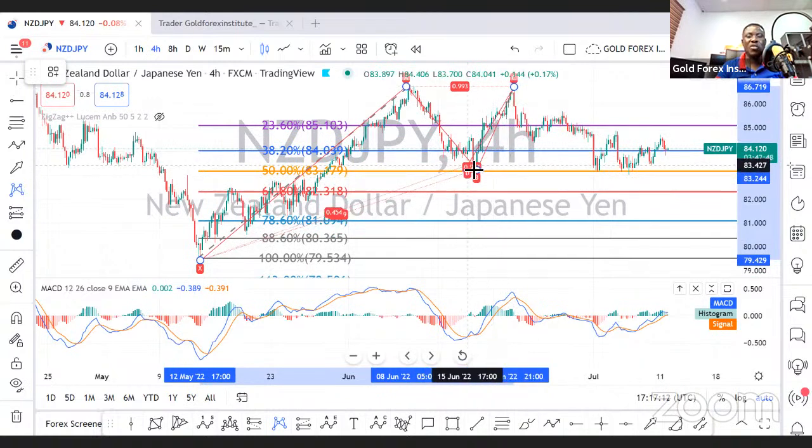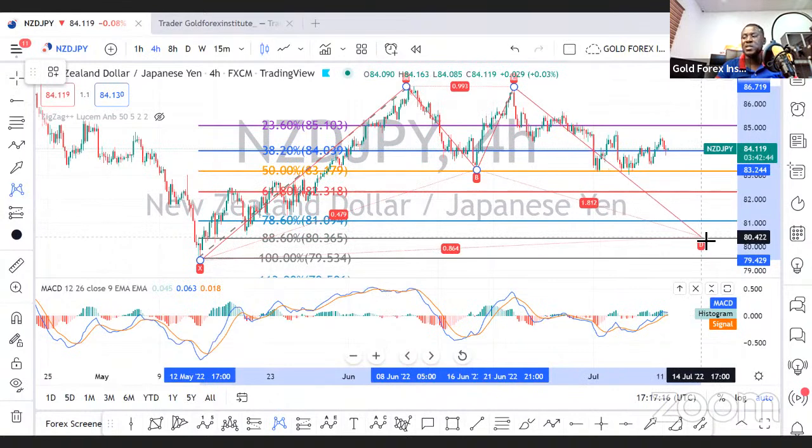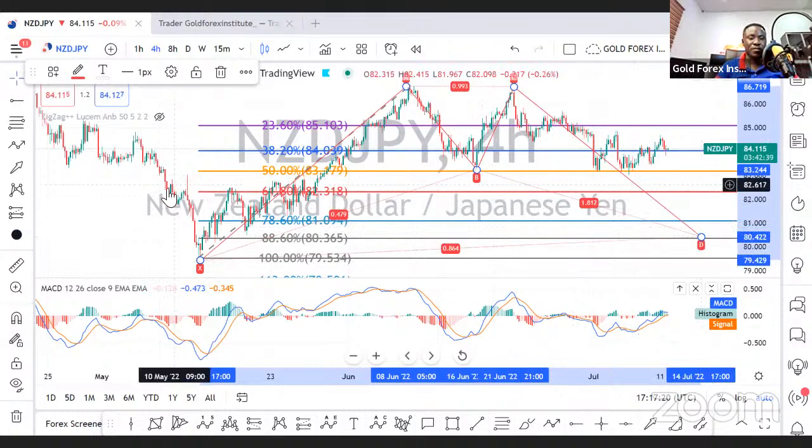Remember, the B is always the breakout of market structure. Now we are going to the 88.6 fib, okay?